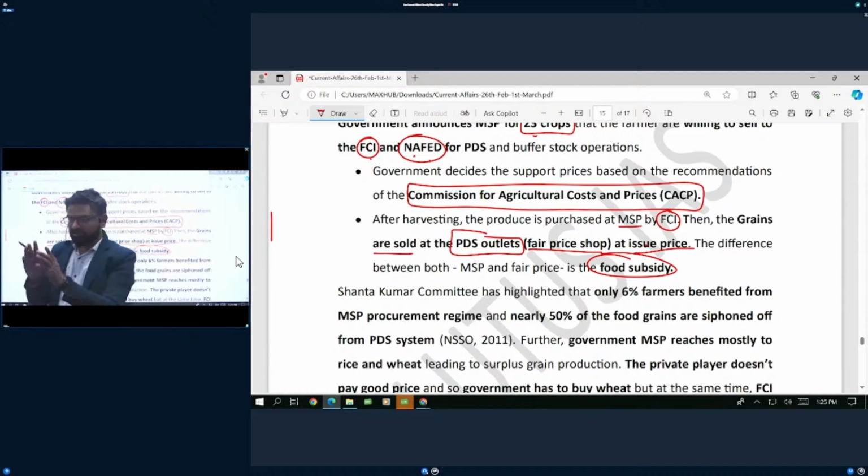So there are 2 roles here. Central government role is what? Giving MSP and procurement. Distribution and access to food is the role of state governments. दोनों के role याद रखिएगा.